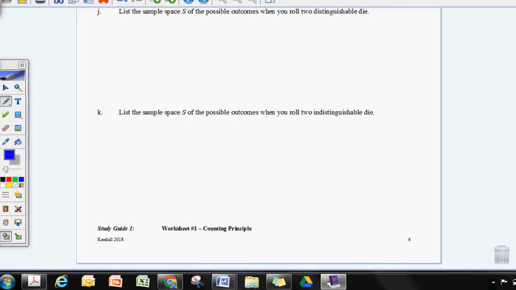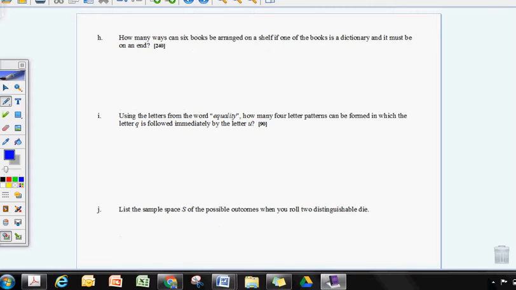Last page of different examples that you could see. This one is asking how many ways can 6 books be arranged on a shelf if one of the books is a dictionary and it must be on an end. So 1, 2, 3, 4, 5, 6. Here is the dictionary. It has one choice. That means I have 5, 4, 3, 2, 1 for that. And I work that out.